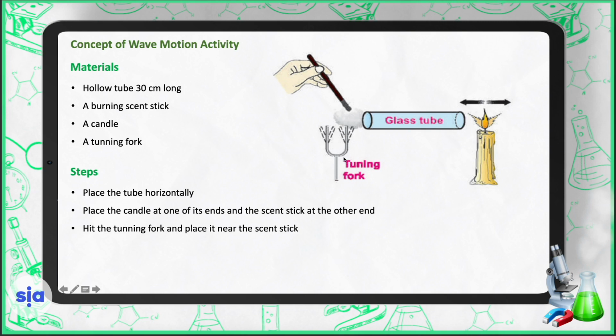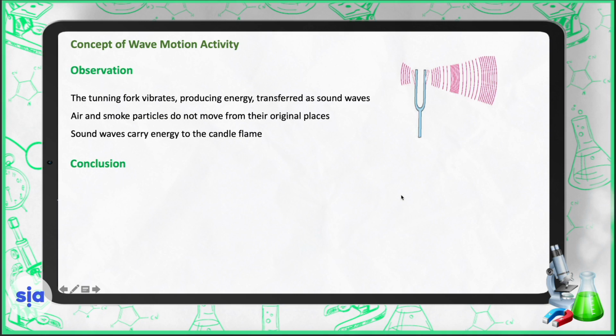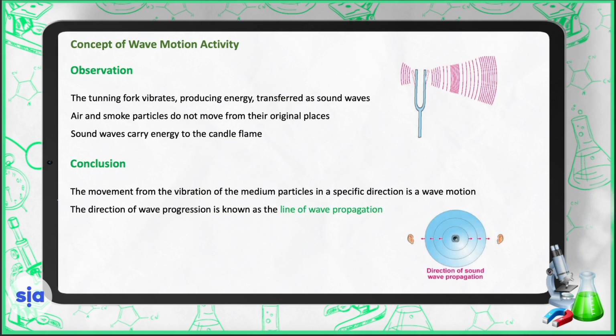If you look at this, we are going to hit the tuning fork. The tuning fork will produce sound waves. These sound waves will carry energy through the glass tube to the candle. The flame of the candle will move accordingly. So the movement from the vibration of the medium particles in a specific direction is a wave motion. The direction of wave progression is known as the line of wave propagation.